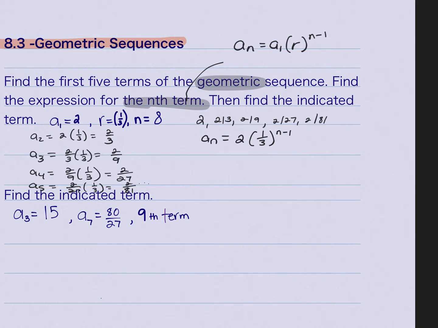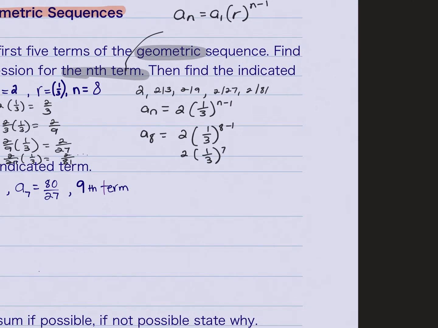Then find the indicated term. I want to find a_8. This would be 2 times 1/3 to the 8 minus 1. That'd be 2 times 1/3 to the 7th. You're going to keep this exact. So 3 to the 7th is 2,187. Multiply it times 2, and I get 2 over 2187.